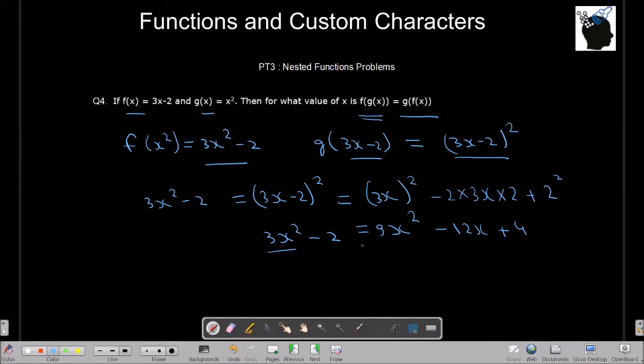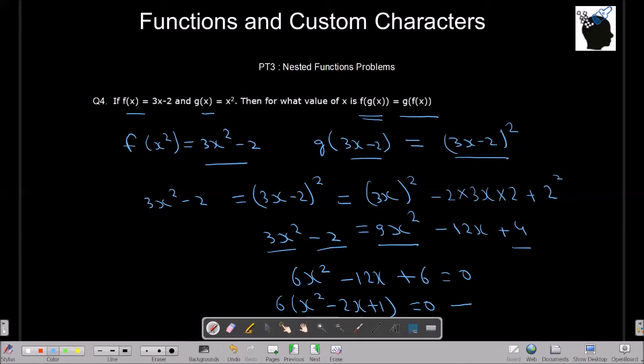Let's take 3x square to the right hand side. We'll have 6x square. 2 to the right hand side, we'll have plus 6 is equal to 0. If you take 6 common, this becomes 6 times x square minus 2x plus 1 is equal to 0. You can divide both the sides by 6. And this is nothing but x square minus 2x plus 1, which can be written as x minus 1 whole square is equal to 0. That means your value of x is equal to 1. So for x is equal to 1, f of g of x will be equal to g of f of x. Let's try the next problem type.